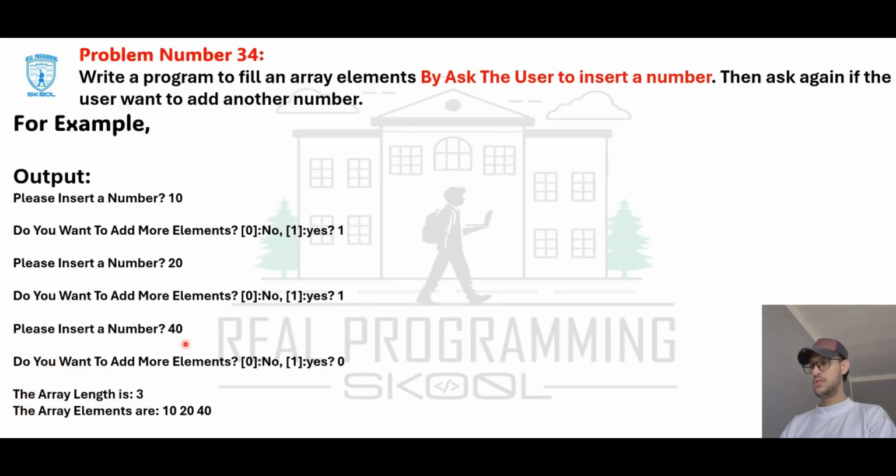The array length is 3. That's true because you have 3 elements, 3 numbers: 10, 20, 40. The array elements are 10, 20, 40. It also brings me the elements of the numbers.